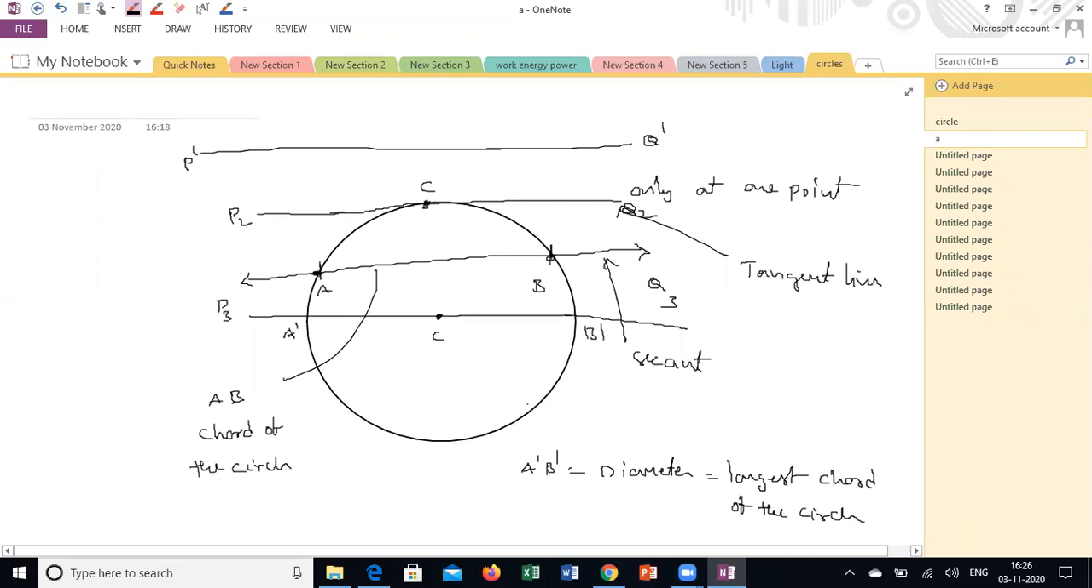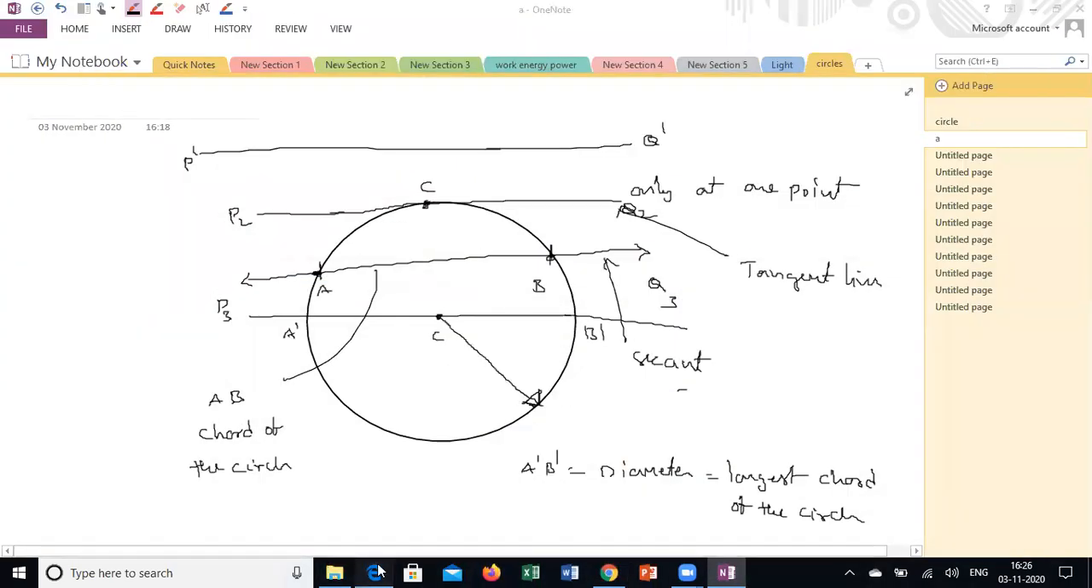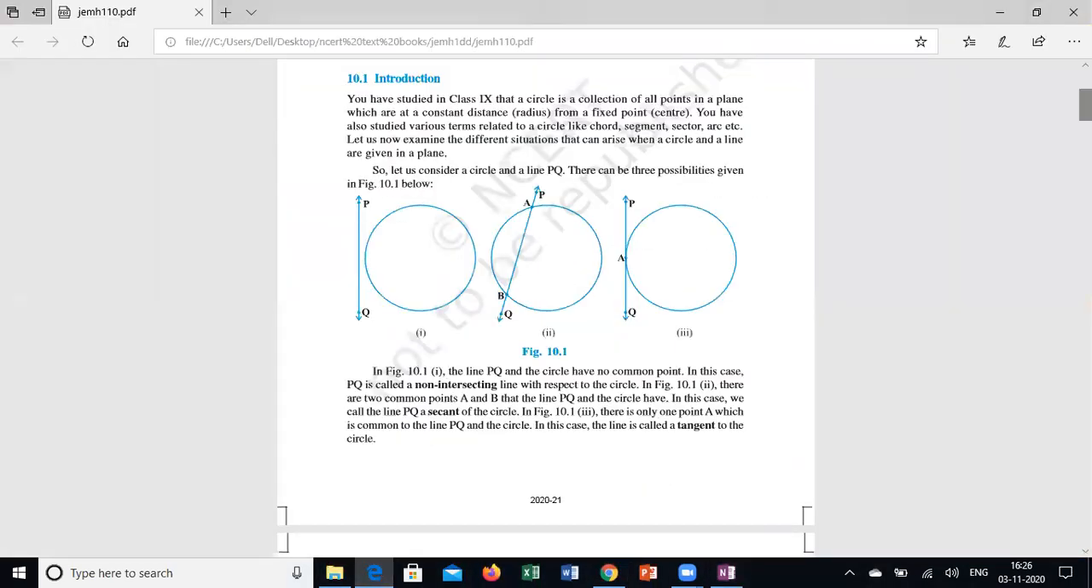Is it clear, guys, what I'm saying? Any other definitions we are having with the circle? Yes, secant, diameter, chord, and radius. Half of the diameter is called radius. Yes, Niranjan. Yes, sir. Somebody's called me.